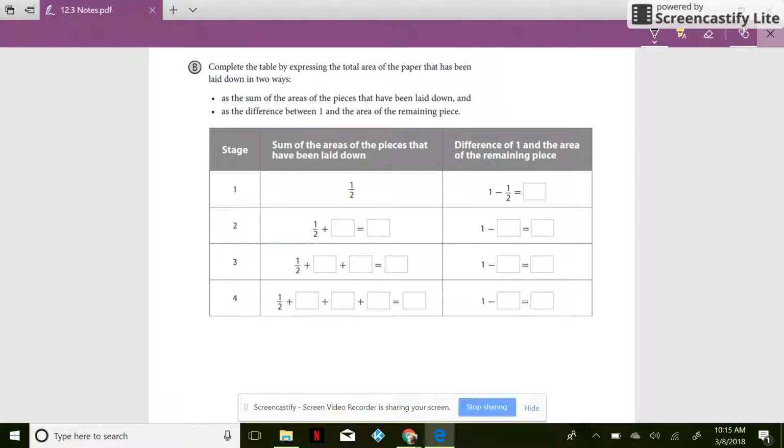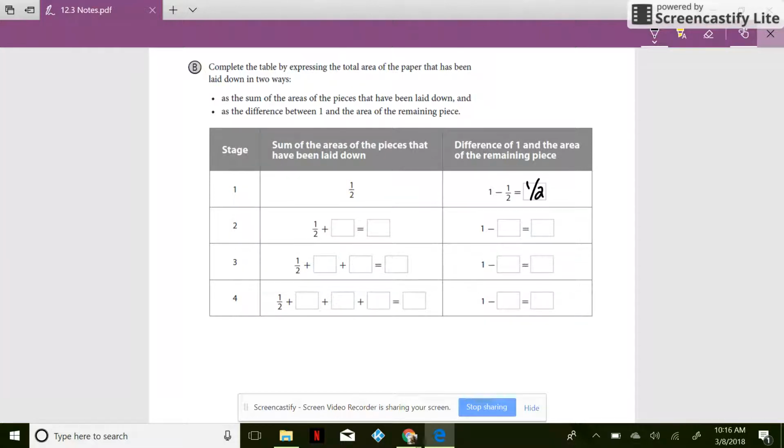So we're going to show this two ways. First as the sum of the pieces, and also as a difference from the whole sheet, subtracting off the pieces that are remaining. So with our stage 1, we had our whole sheet and we cut it in half. So the area we put down was 1/2 of the original. We think about it as a difference. We take 1 minus the piece that we're missing, so minus 1/2, to also get us 1/2.